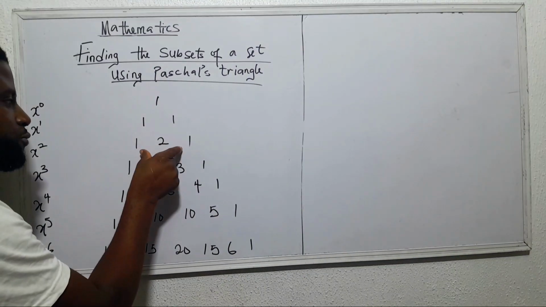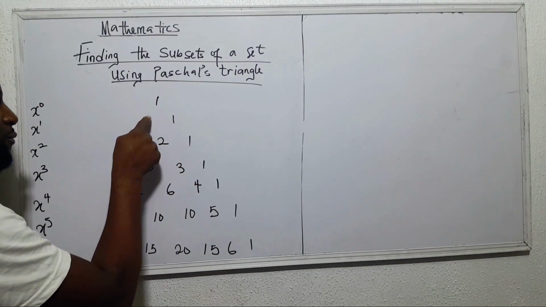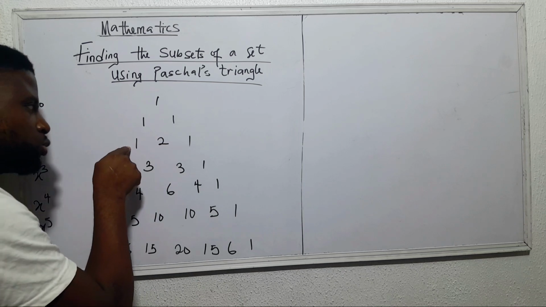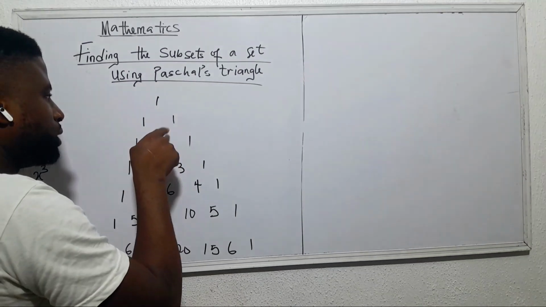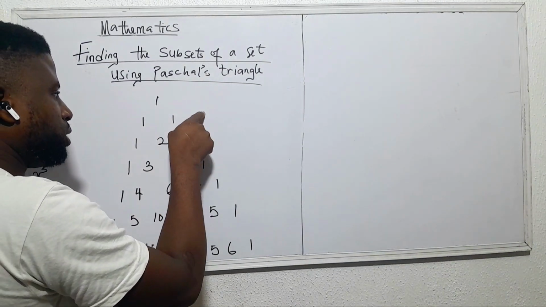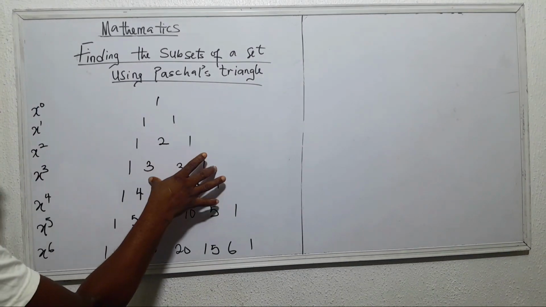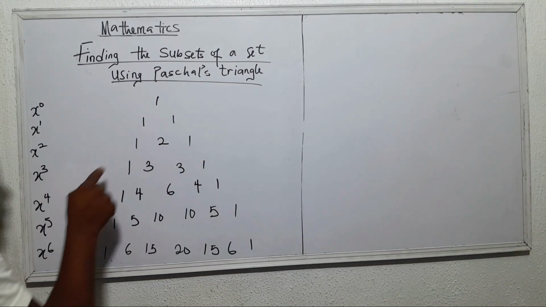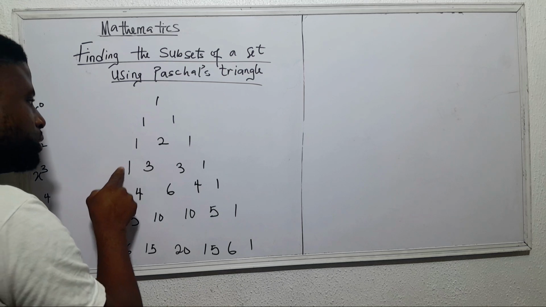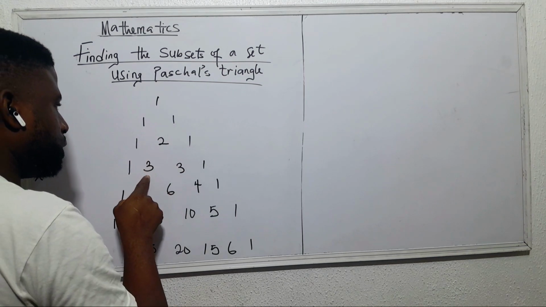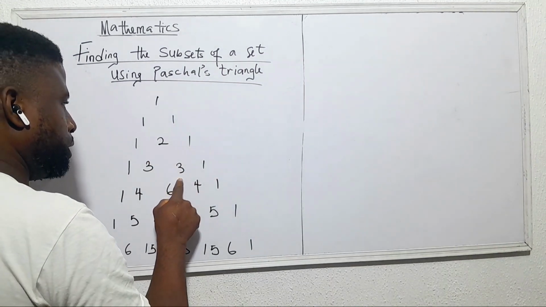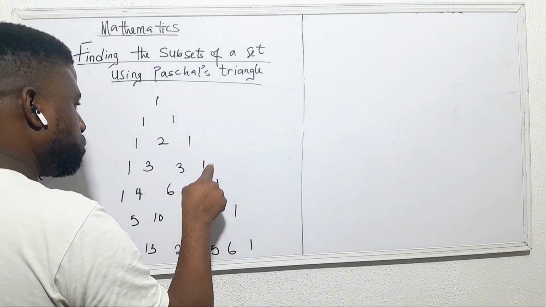Then the next one, to form 1, 2, 1, we have nothing plus 1 gives us 1. 1 plus 1 gives us 2. And 1 plus nothing gives us 1. To form the coefficients for x raised to the power 3, nothing plus 1 gives us 1. 1 plus 2 gives us 3. 2 plus 1 gives us 3. 1 plus nothing gives us 1.